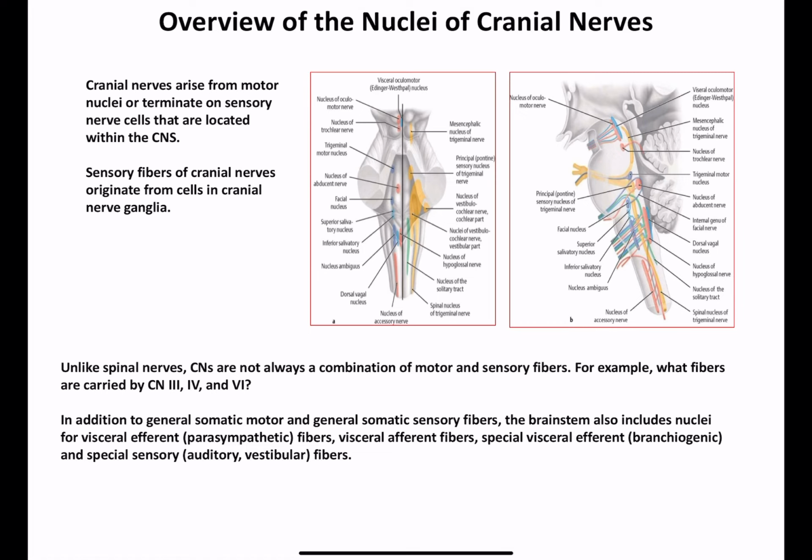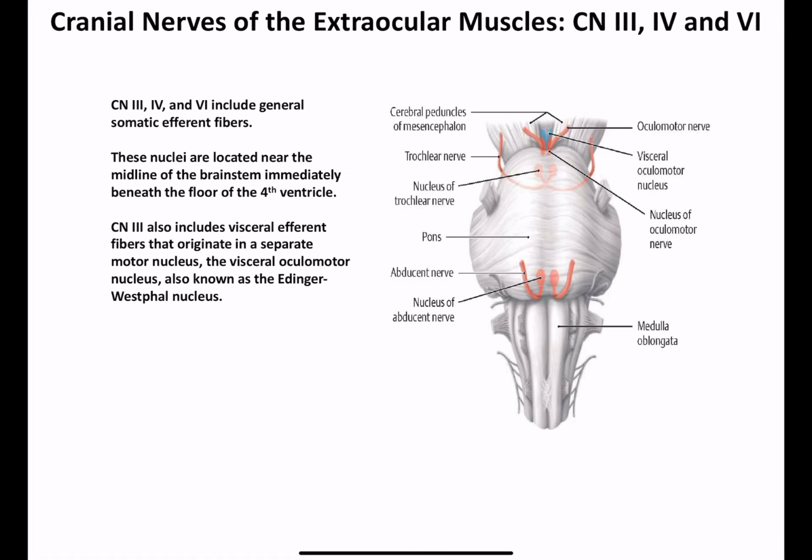All right. So what I want to do is group them together and show them in the brainstem where they start from, and then we can look at them together. We said 3, 4, and 6 are the cranial nerves for the extraocular eye muscles. They provide the general somatic efferent fibers. They are motor fibers, right? These are going to be at the midline of the brainstem, right in the middle. Over here we have the abducent nerves.